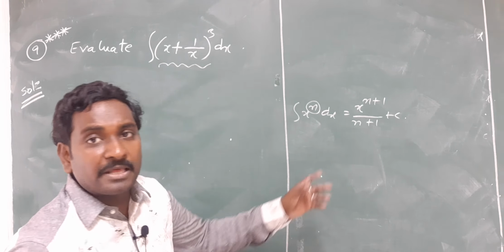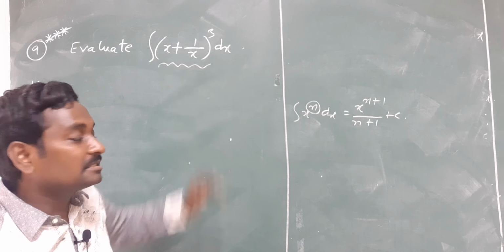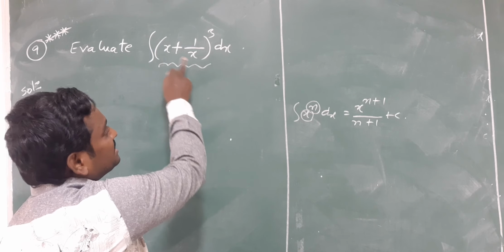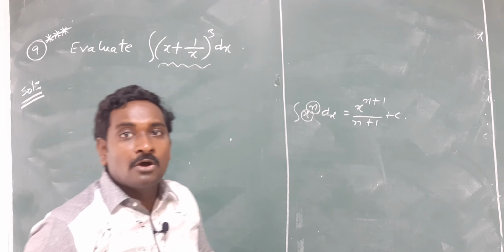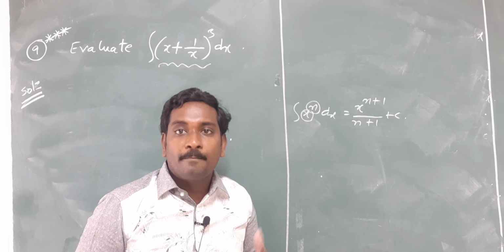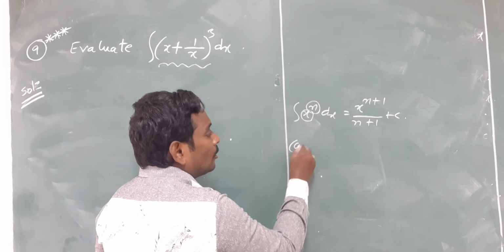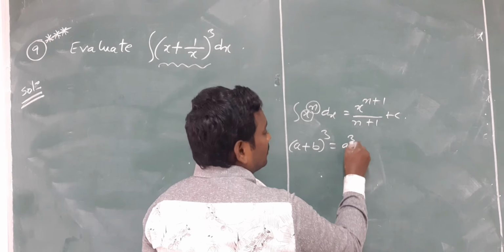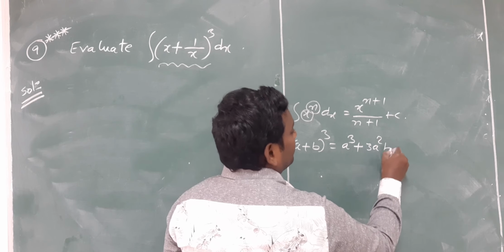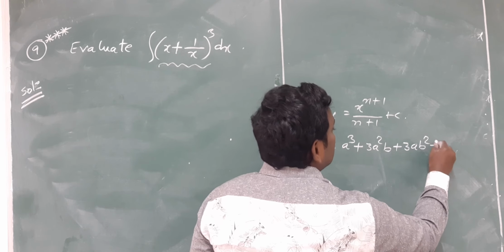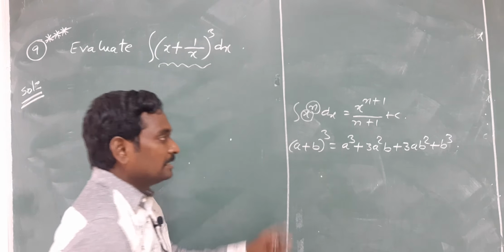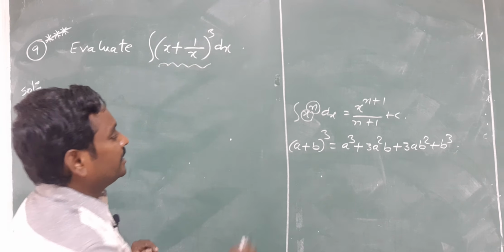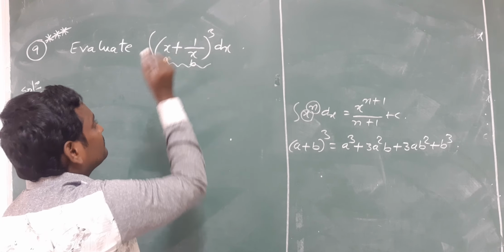We are unable to apply this formula directly here because the base is not in the form of x. Here the base is x plus 1 by x. That's why first we should expand the given function by using the formula (a + b) whole cube. What is the formula for (a + b) whole cube? a cube plus 3a square b plus 3ab square plus b cube. By using this formula, first we should expand (x + 1 by x) whole cube. Here a is x, b is 1 by x.